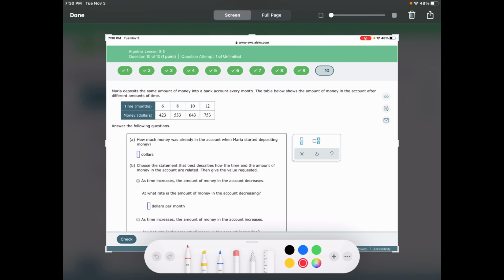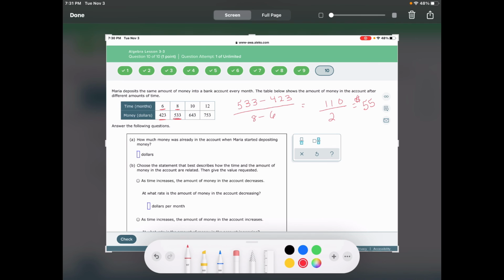So if we wanted, we could figure out 533 minus 423 over 8 minus 6. Do you see what I just did? Y2 minus Y1 over X2 minus X1. And so if I do this math, I get 110 over 2. Simplify that and I get 55. So she is putting in $55 per month.